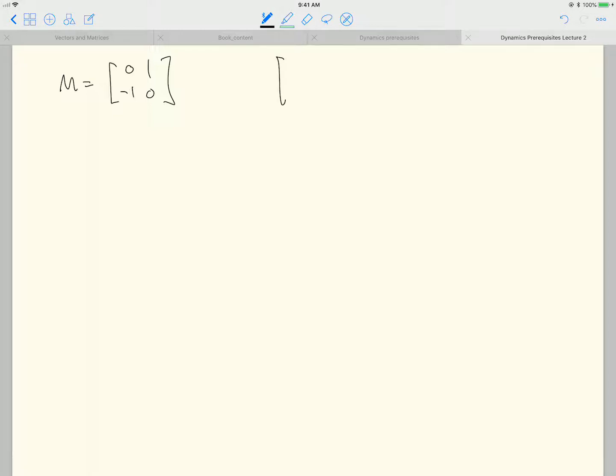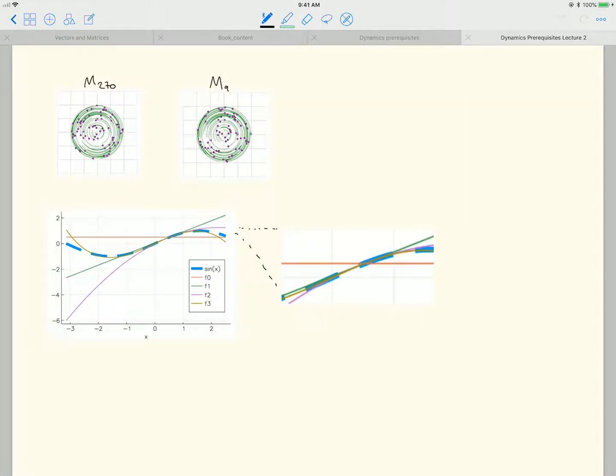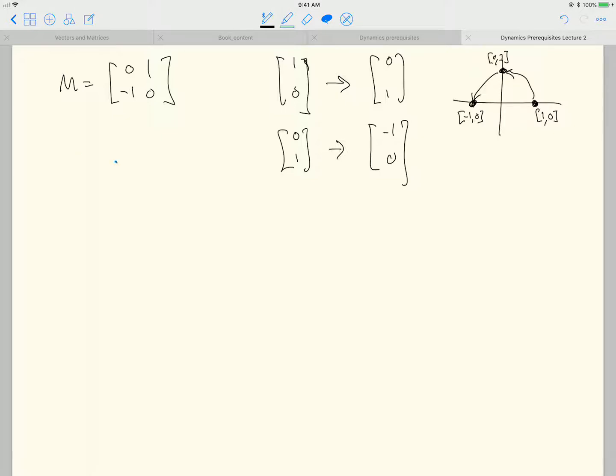So this guy, if you multiply it by 1, 0, it turns that into 0, 1. And if you multiply it by 0, 1, it turns that into minus 1, 0. So if you think about what that's doing, this was 1, 0, and it moves it over to 0, 1. And if this point is 0, 1, it moves it over to minus 1, 0. So what I'm trying to do is remind you that this matrix is the 90-degree rotation matrix. It rotates things by 90 degrees. And somewhere here I have a picture of it. Yeah, it's this guy. So let me bring that over. Okay, so here's the picture of the 90-degree rotation matrix.